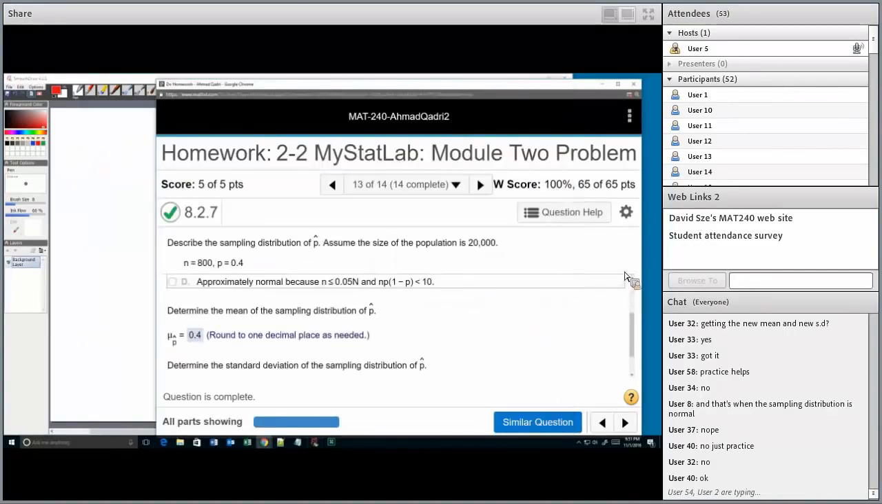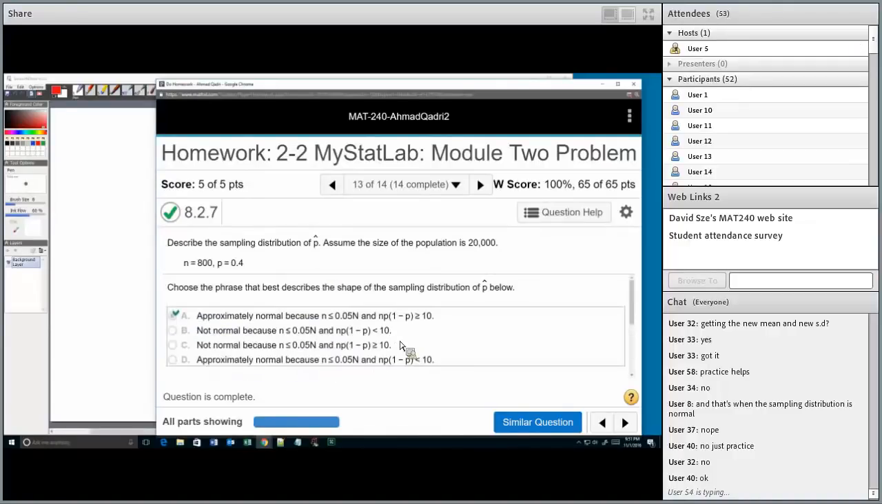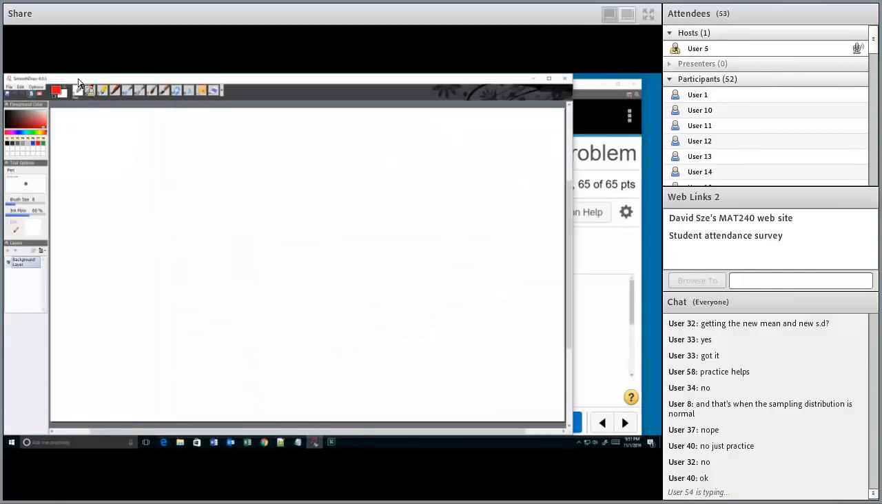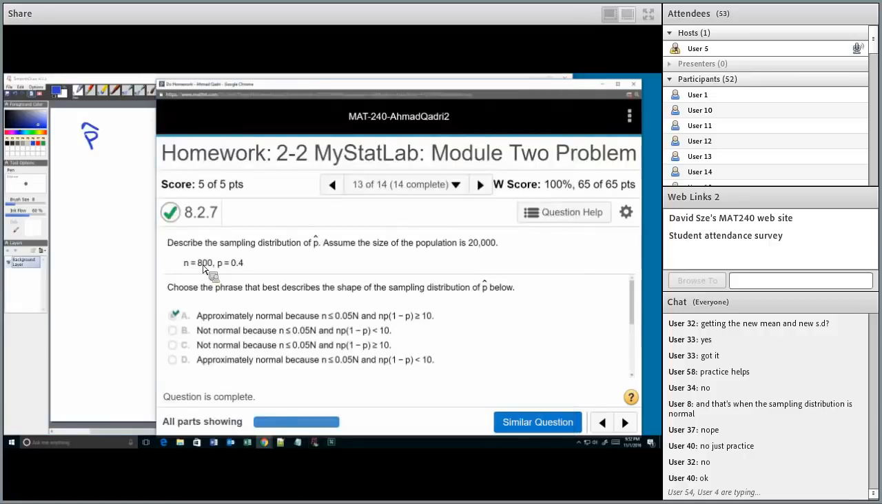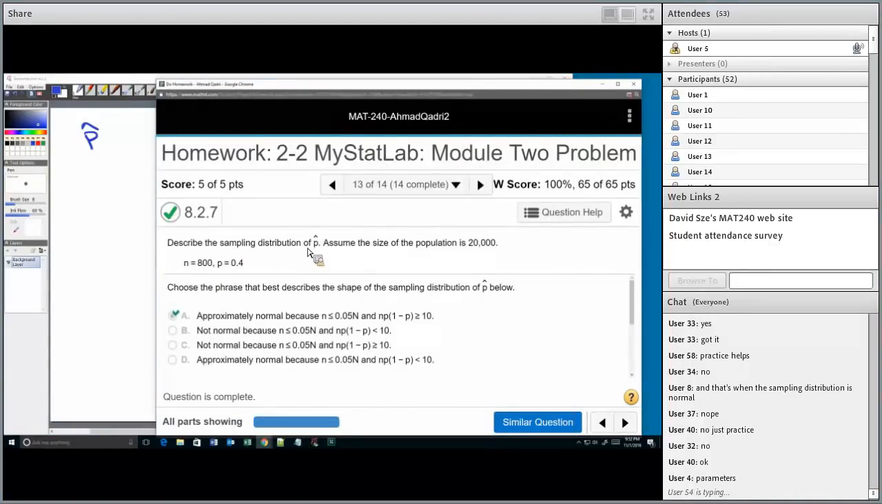In this problem, we are now talking about a different distribution, and it's called p hat. And p is just a distribution called proportion. So you know proportions, right? Proportions are just the percentages, right? P hat. Describe the sampling distribution of p hat.